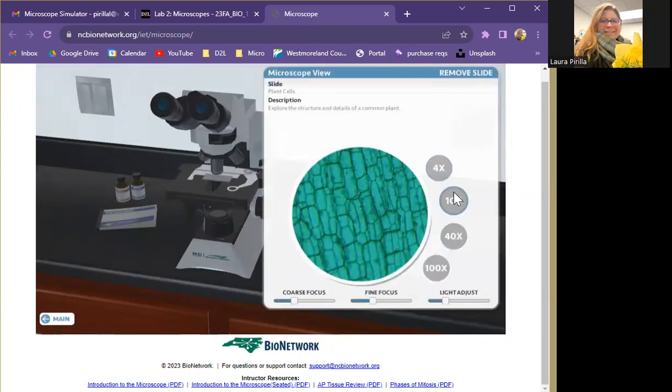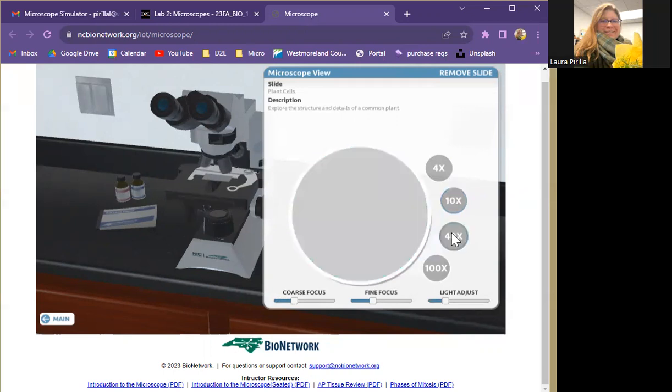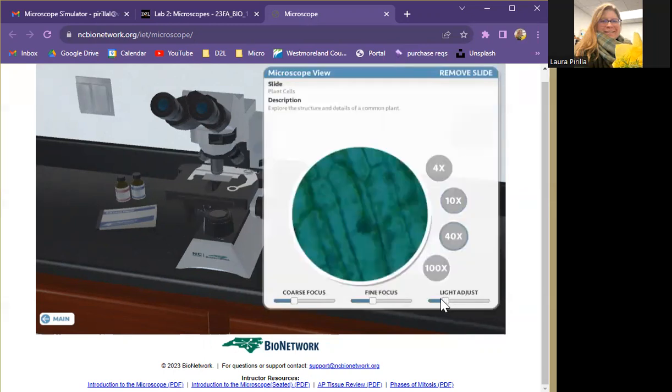So now here we're at the 10x and you can see these are the cell walls, these straight lines. These are the outsides of individual cells. So like this would be a cell, this would be a cell, this would be a cell, and the dark areas in between are the areas in between the cells. We go up one more, adjust our light up a little bit.